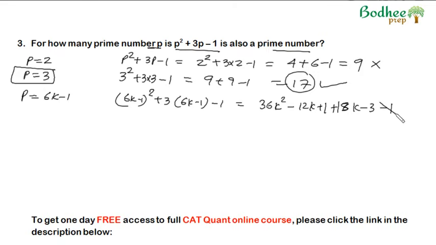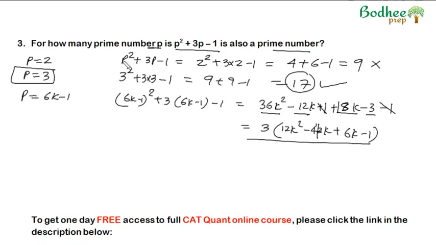Now here we can say that minus 1 and plus 1 can be cancelled out, and each of these terms, if you observe closely, are multiples of 3, right? So here I can take 3 common. So here I will be left with 12k square minus 12k plus, this will be 4 and this will be 6k minus 1, right? So again we can write this number p square plus 3p minus 1 in this form, or I can say that 3 will be a factor of this.